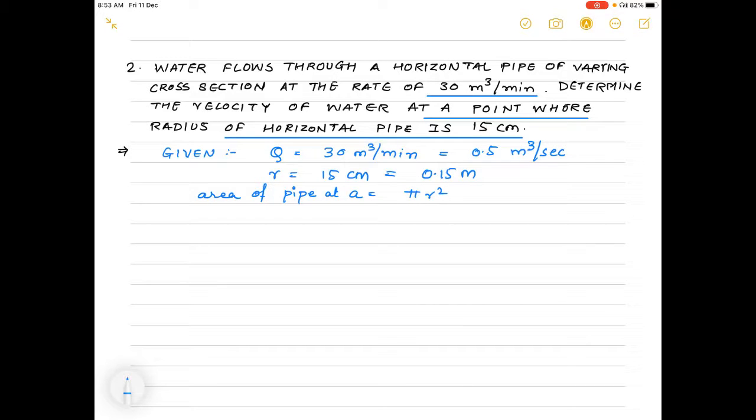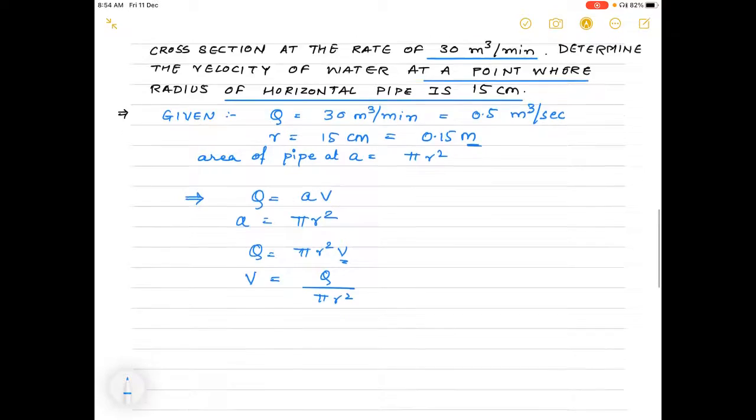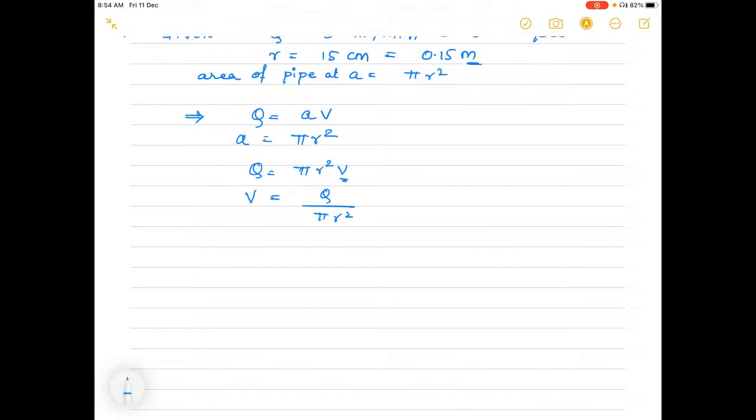What we have to find out is the velocity of water where the radius of the horizontal pipe is 15 centimeter or 0.15 meter. The formula that we have to use again here, which is used for the rate of flow of water, is Q is equal to A into V. Now we know area A is equal to pi r square, so Q is equal to pi r square into V. What we have to find out is V, that is velocity. So if you write this equation in terms of V, we get V is equal to Q upon pi r square.